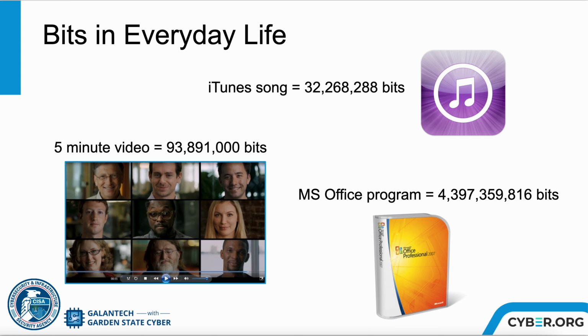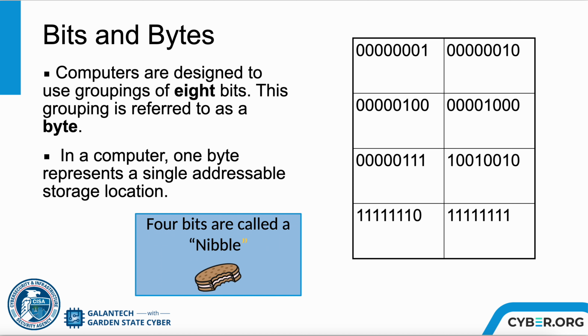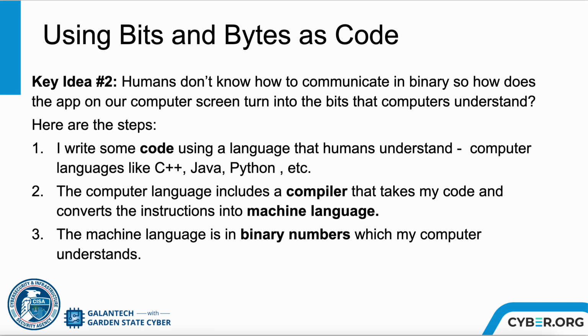For example, say the average song on iTunes is 32 million bits, 93 million bits for a 5-minute video, 4 billion bits for a Microsoft Office program. It might be a lot of different things. So 4 bits are called a nibble and 8 bits are called 1 byte. And that is how all of our data is stored, as bytes. Kilobytes, gigabytes, terabytes, and so on and so forth.